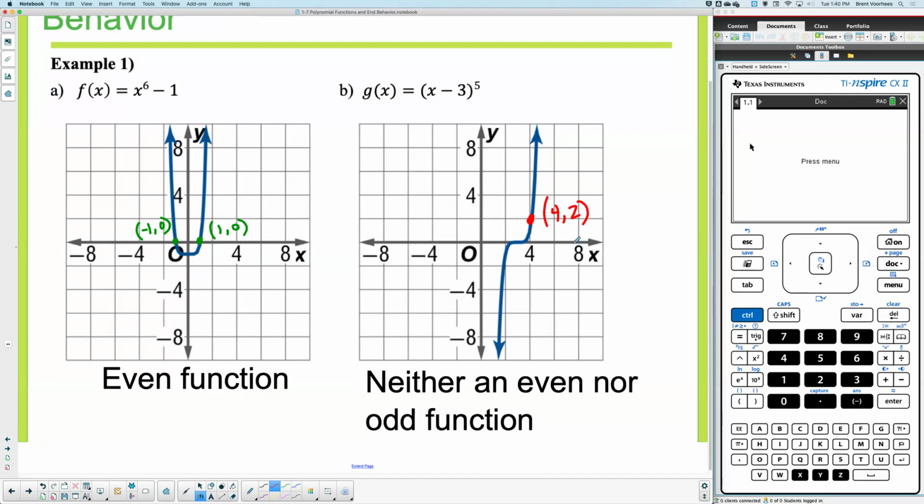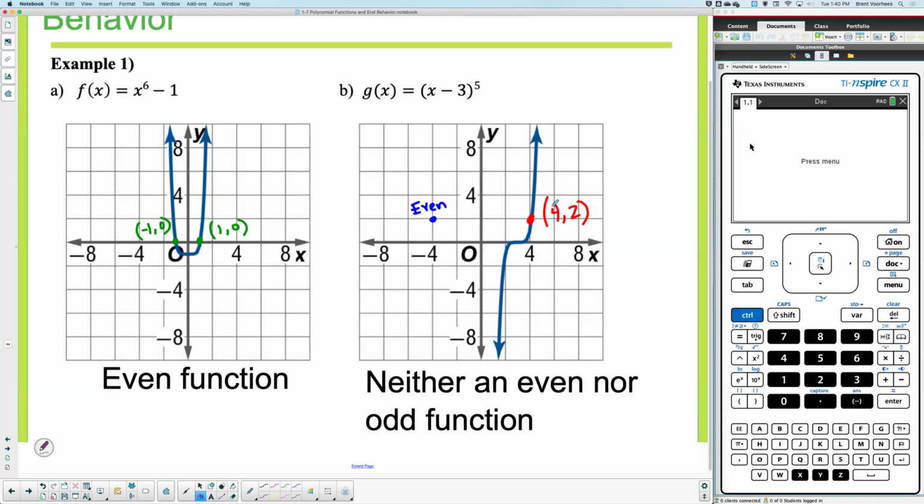Now, if this were an even function, what point would it also have to have? -4? No, that would be odd. If it was even, it would have to have opposite x, same y. It would have to have -4, +2. Put a point there and say, put even here. If this were an even function, it would have to have a point there. Does the graph have a point there? No.